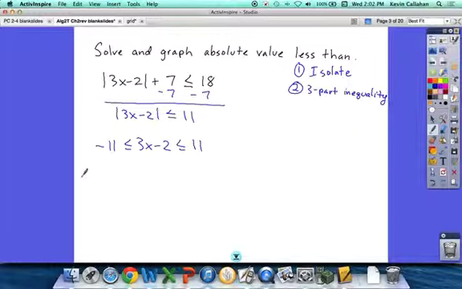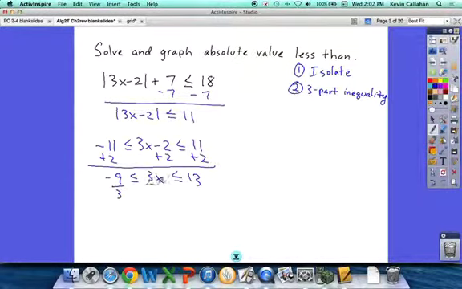Okay, now how do you solve it when it's got 3 parts? You isolate the variable in the middle, right? So first step would be add 2. So remember to do it in all 3 parts. So negative 9 is less than or equal to 3x is less than or equal to 13. And divide 3, divide 3, divide 3. So what we're left with is negative 3 less than or equal to x less than or equal to 13 thirds.